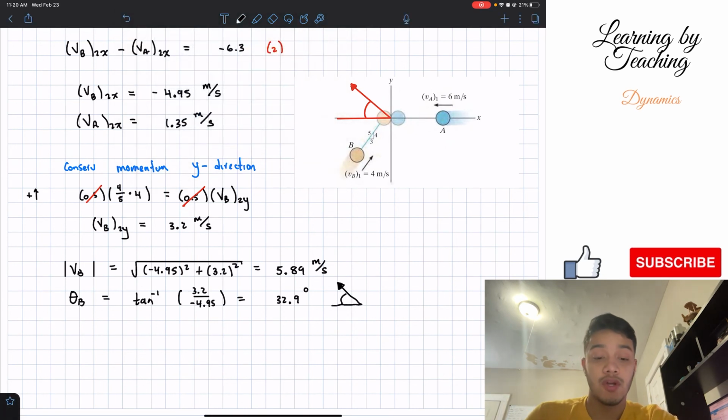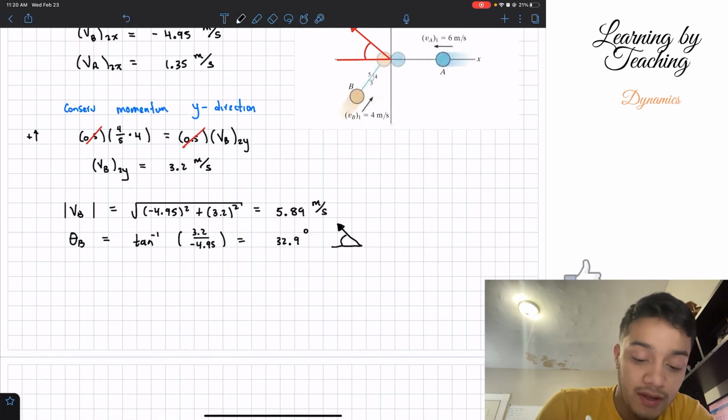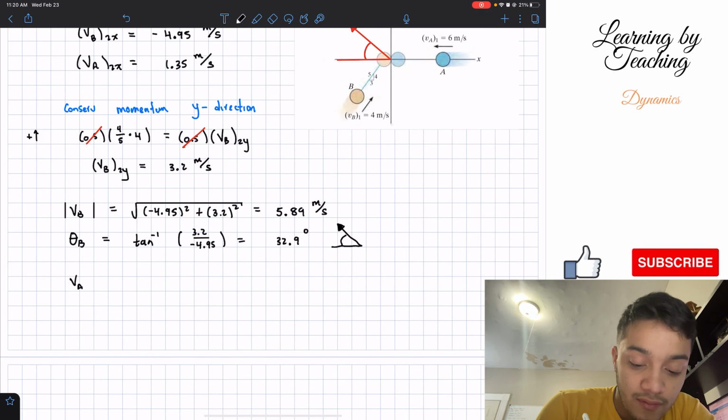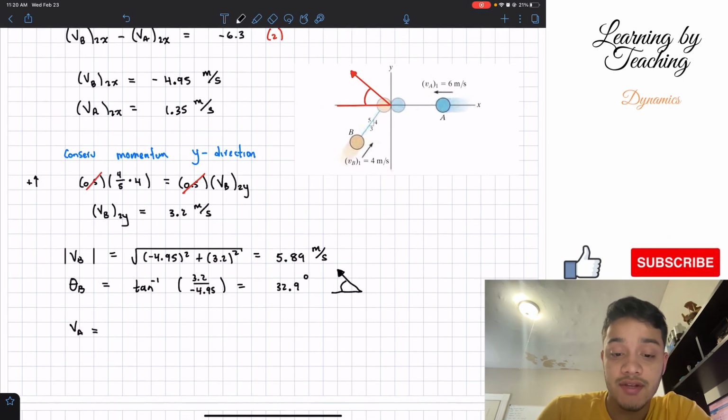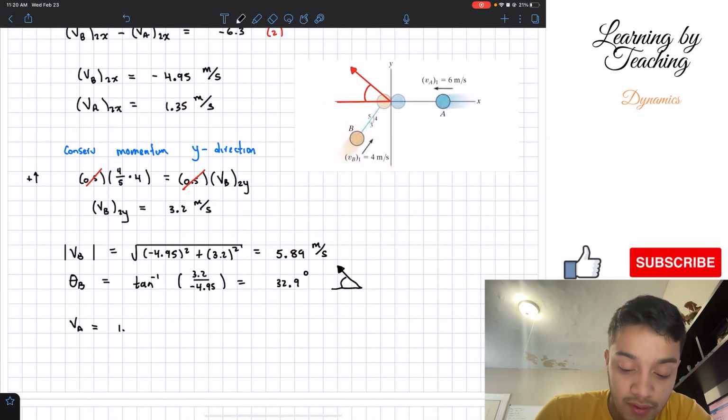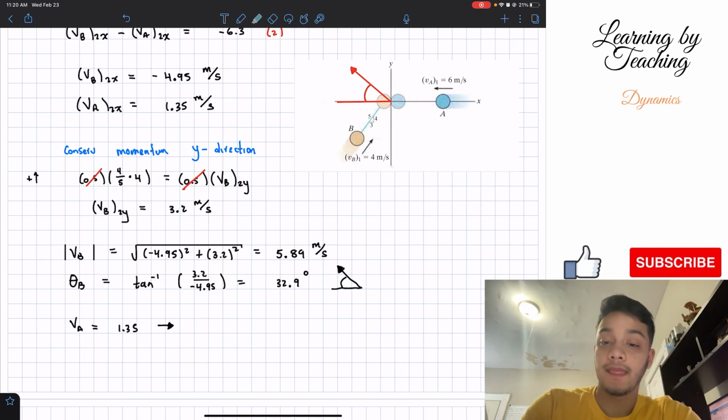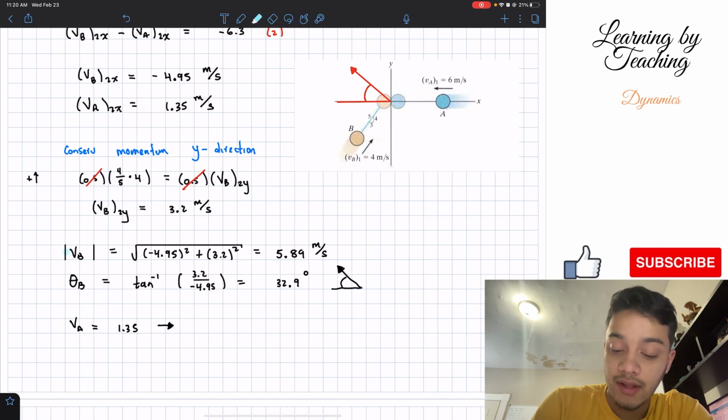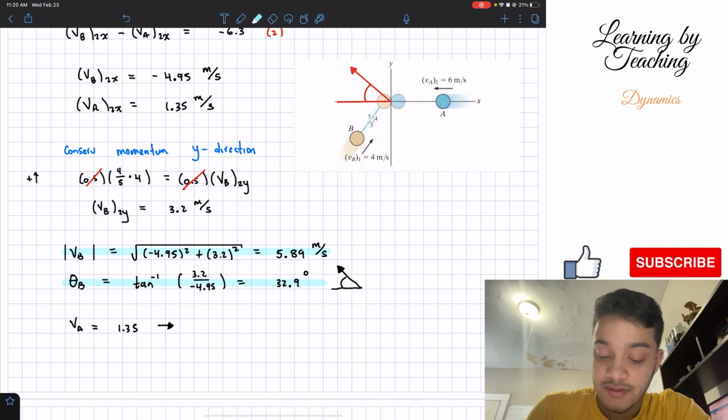Okay, so this is our velocity of B, and for our velocity of A, since it only has an x direction component, we got 1.35 and it is totally straight to our right. And this should be our final answer: the velocity of B with its direction and the velocity of A.